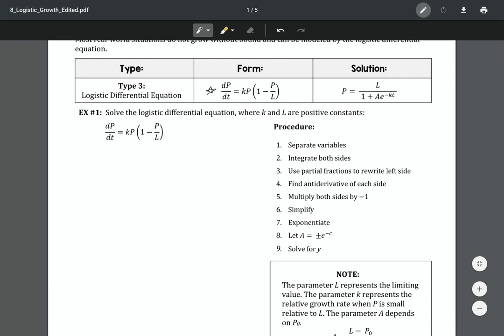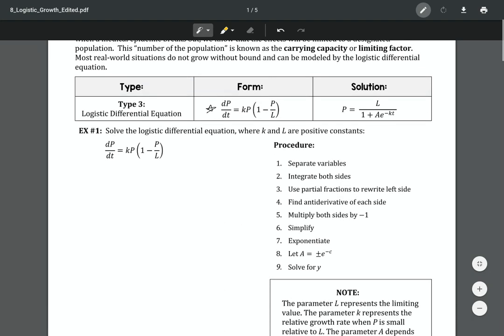All right, and notice that right here, L happens to be the limiting factor, P is population, K is a constant. All right, so K and L happen to be positive constants, okay? So now, how fast the population is growing depends on this differential equation, all right? So now we're going to do separation of variables to solve for this.